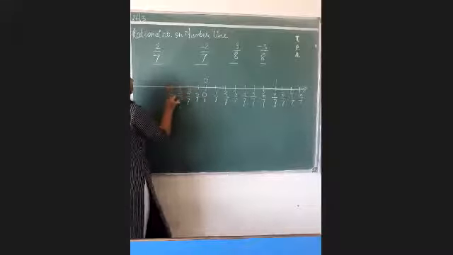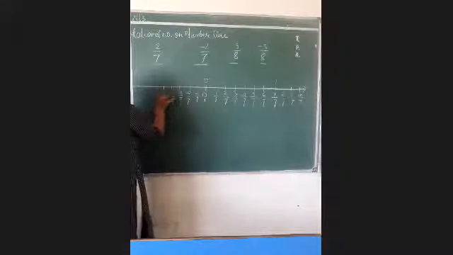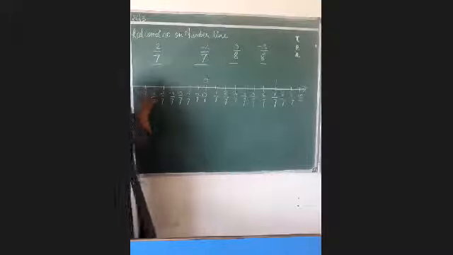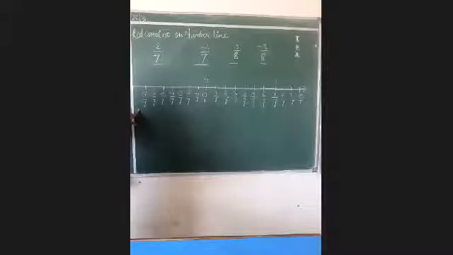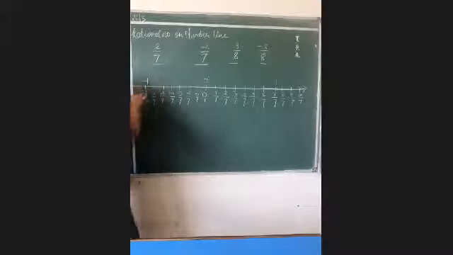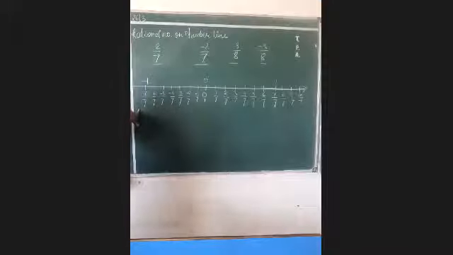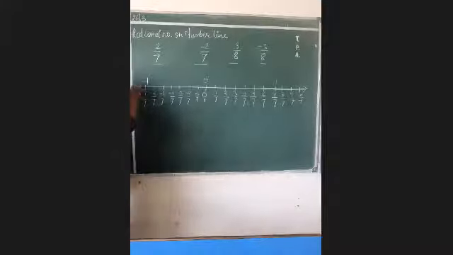This is minus 4 by 7, minus 5 by 7, minus 6 by 7, and this is minus 7 by 7. So what is minus 7 by 7? This is minus 1, because when you cancel minus 7 with 7, you get minus 1. Then again move from here: minus 8 by 7, then minus 9 by 7, and so on.